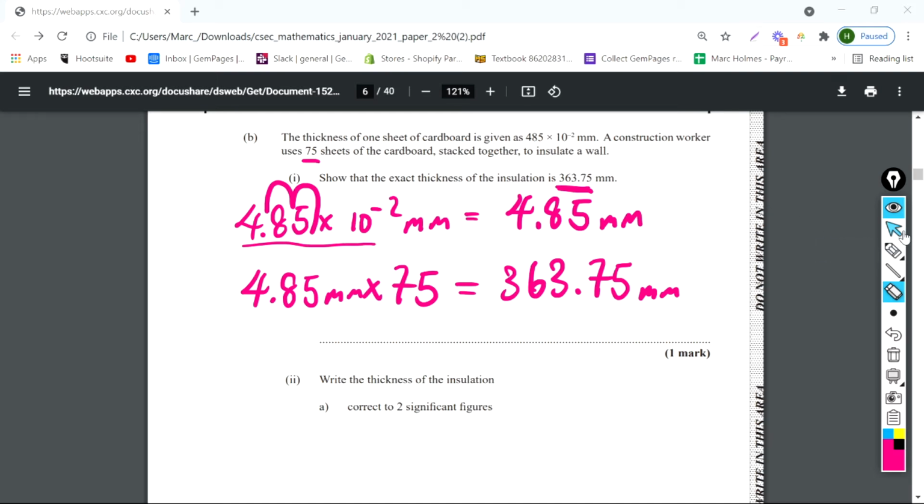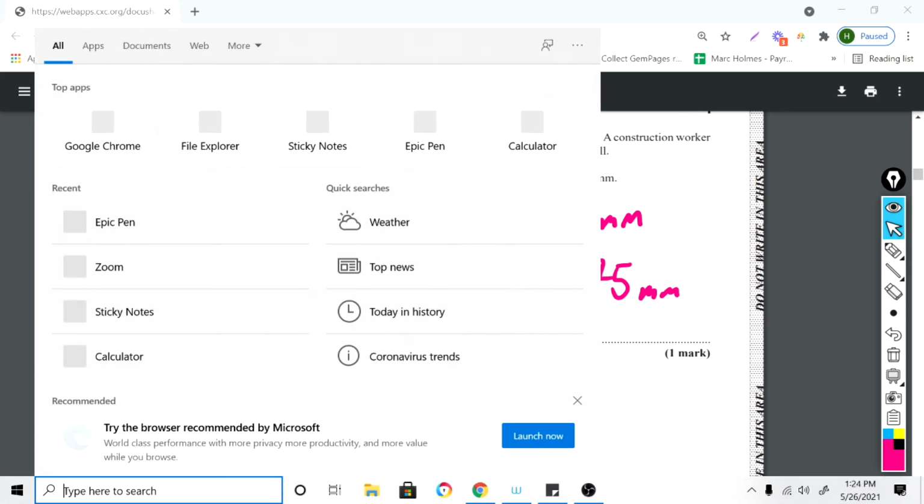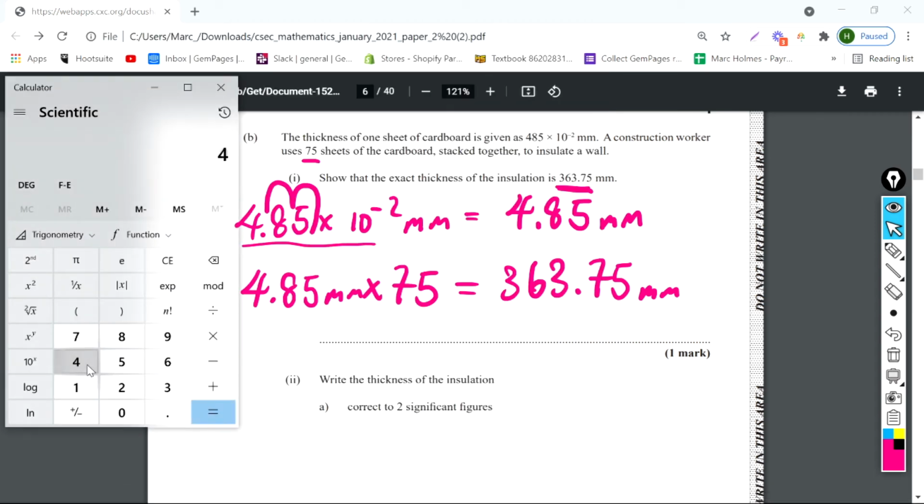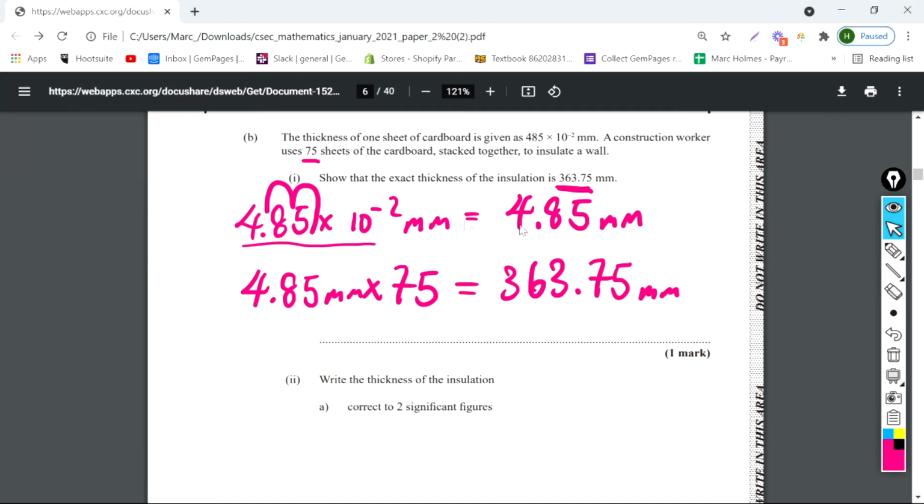Yes, so it's a really easy question. It seems hard, but it's not at all. Let me try and bring up my calculator as well, just to show you. So if we multiply 4.85 by 75, we end up with 363.75. Cool. So that's the answer. So we showed that it's equal to 363.75. You notice they just give you 1 mark, guys, because it's really simple. So easy, easy peasy. And let's move on to the next part.